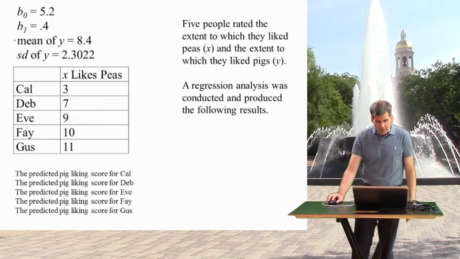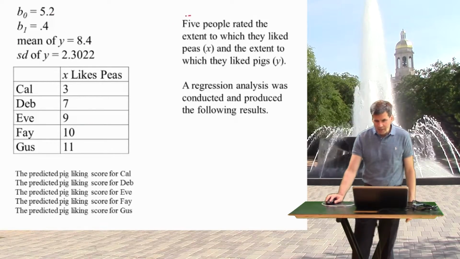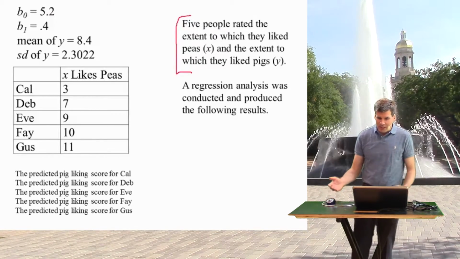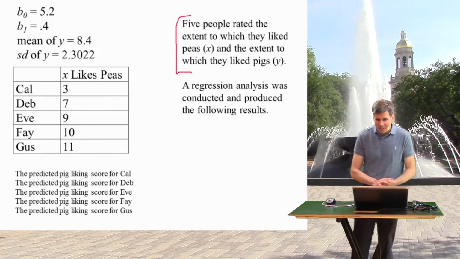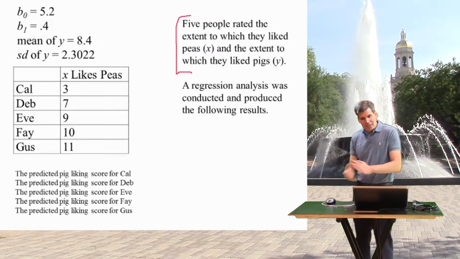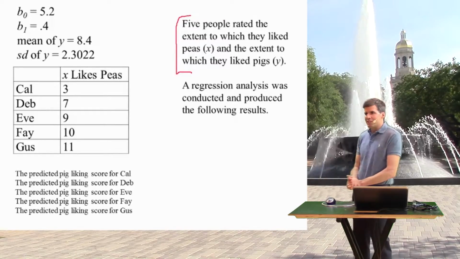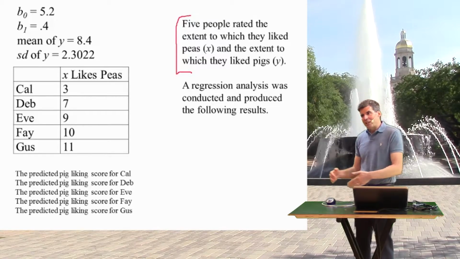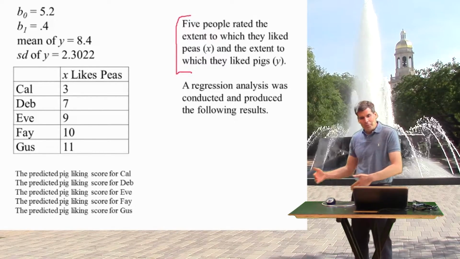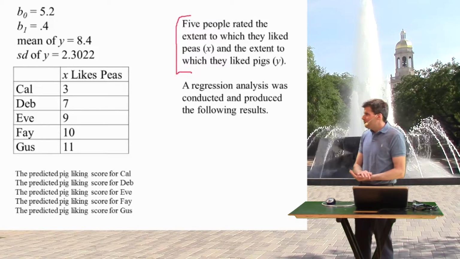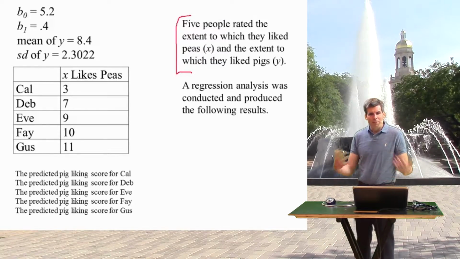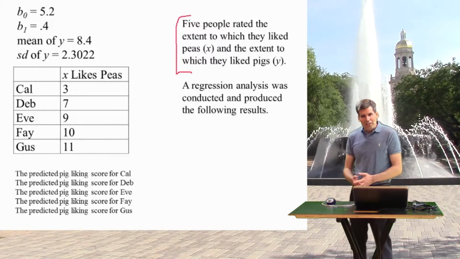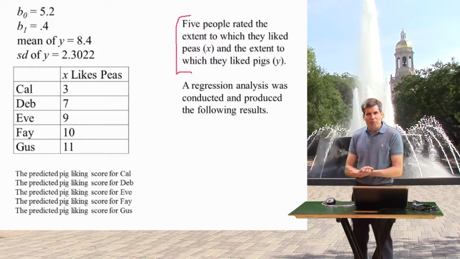So let's see what we have here. So I'm giving you an example. I say in this example we have 5 people rated the extent to which they like peas, which is X, and the extent to which they like pigs, which is Y. So maybe people who like to eat peas also like, and I guess here I didn't clarify if they like to eat pigs like pork, or do they like pigs as pets. Maybe we'll say they like pigs as pets.